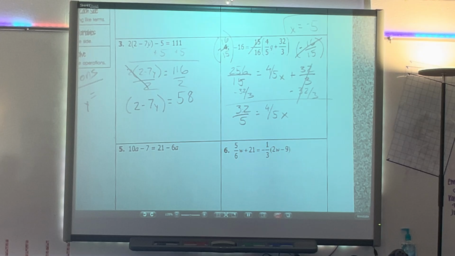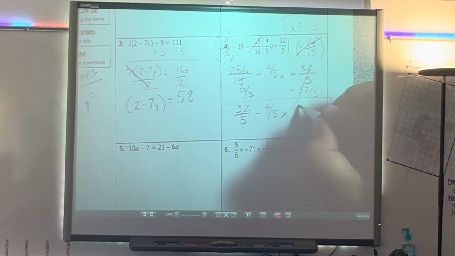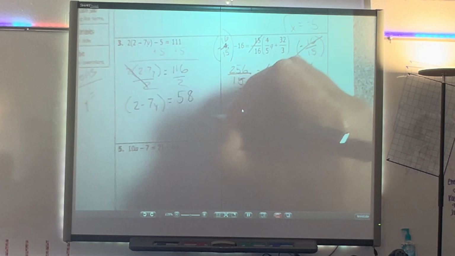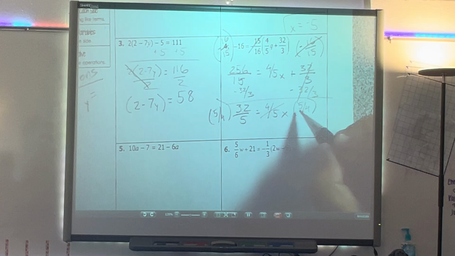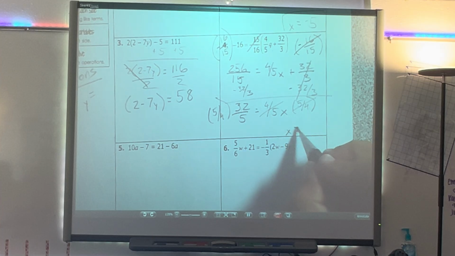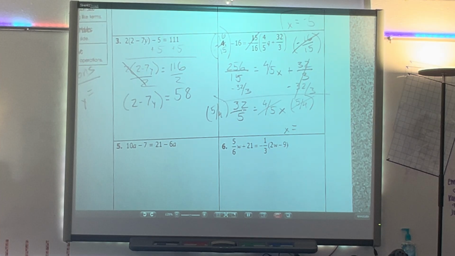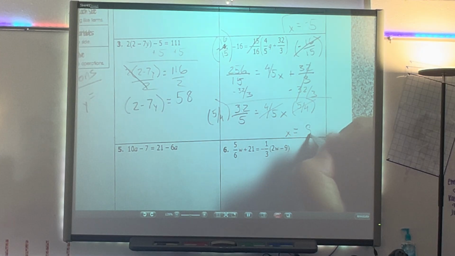Alright, now what do I do to get rid of 4/5? Say again? Divide by. Yeah, I'm dividing by 4/5. Technically, I can't divide by a fraction, so I'm gonna end up flipping it over, which means it's gonna come out nice. I'm gonna actually multiply both sides by 5 over 4. So here, the 4/5 cancel, and I'm left with X. The 5s are gonna cancel there, and I'm gonna end up with 32 divided by 4, which is 8.